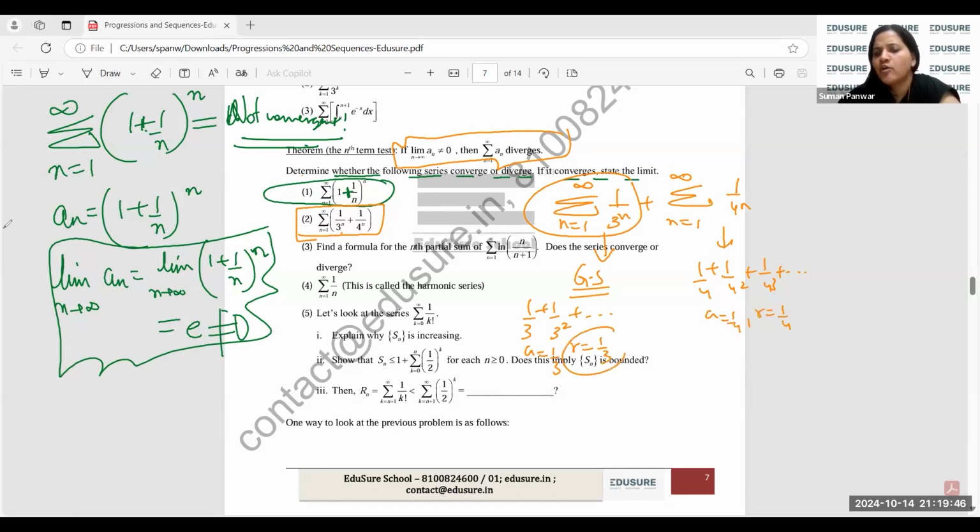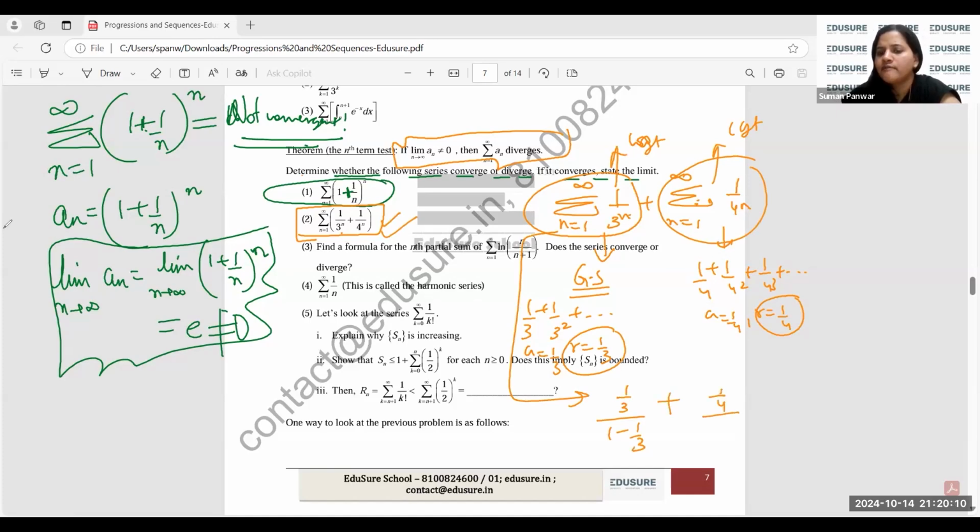In both the cases, the common ratio is less than 1. The absolute value is less than 1. So this series is convergent. This series is convergent. Sum of two convergent series is convergent. And what is the limit? Calculate the sum, a upon 1 minus r. So 1 upon 3 divided by 2 by 3, 1 upon 4 divided by 3 by 4. So this is half plus 1 by 3.